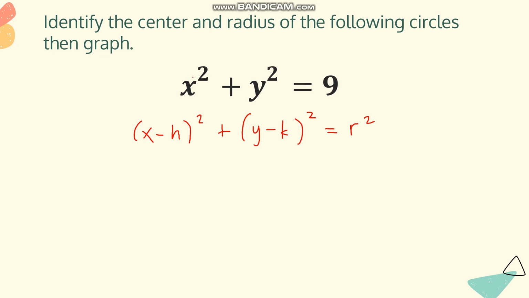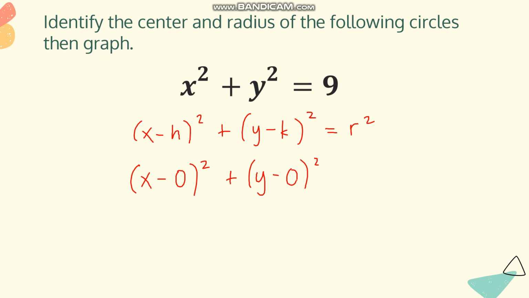In this case, since we have here x squared and y squared, we can write them as (x − 0)² + (y − 0)². So x − 0 is just x, then you square it, you will get x squared.